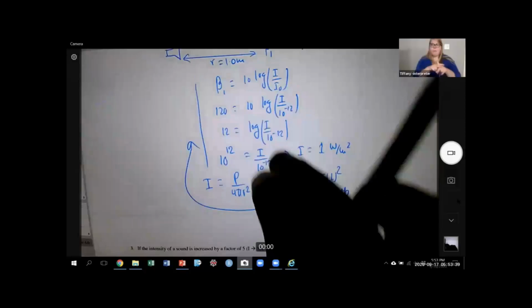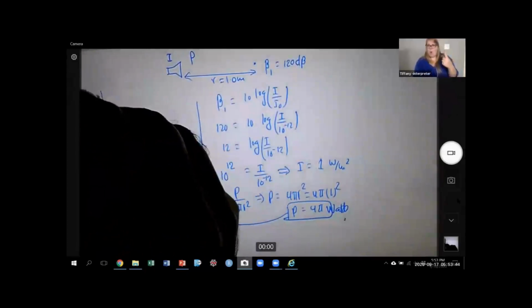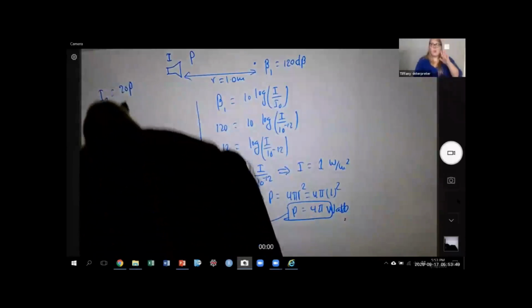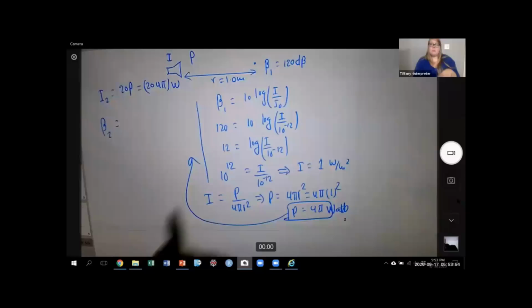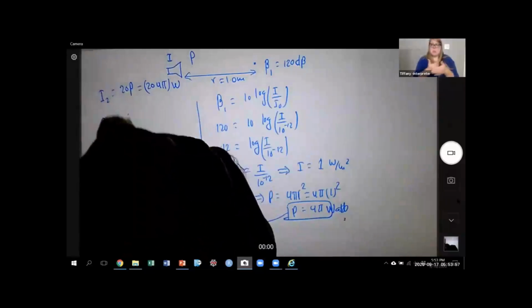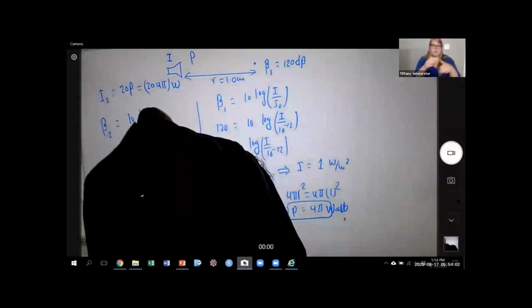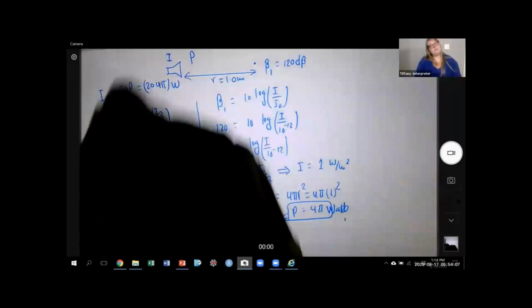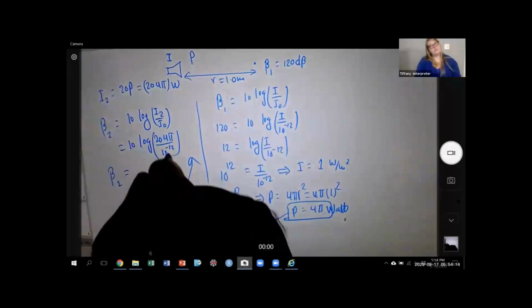Because the power of the speaker doesn't change. Now for beta 2, your I2 is 20 times, because you have 20 similar speakers, so 20 times 4 pi. That's your new power from 20 speakers. And then just follow the same equation, 10 log I2, and you have to compare with the threshold of hearing. So 10 log I2 is this, 20 times 4 pi, divided by 10 to the power negative 12. That's it. And you will see, so find that out.